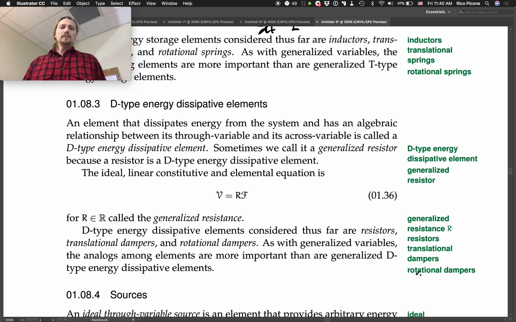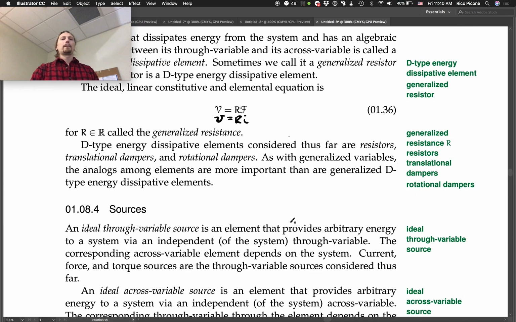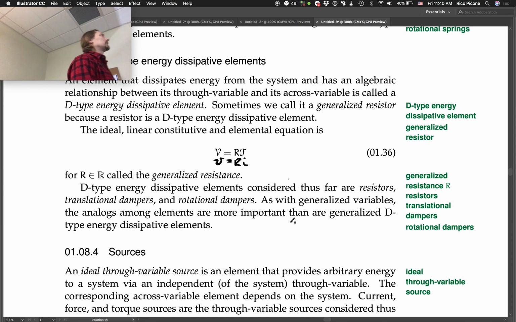So this obviously looks a lot like our electronic V equals Ri, right? But then also we have the translational dampers and rotational dampers that behave in the same way. As with generalized variables, the analogs among the elements are more important than the generalized D-type dissipative element. Okay. So now we know that resistors are like translational dampers, are like rotational dampers, right? So that's, again, the analogy that we're making.